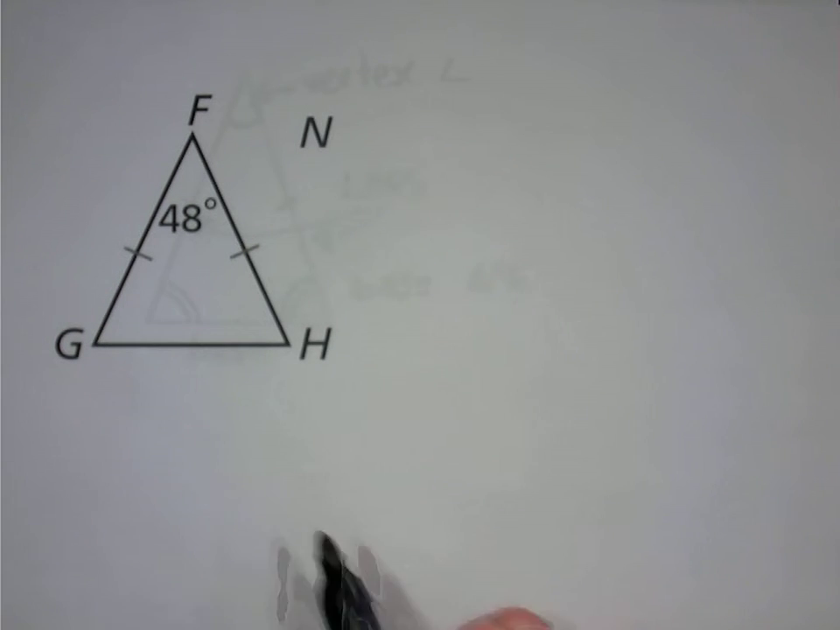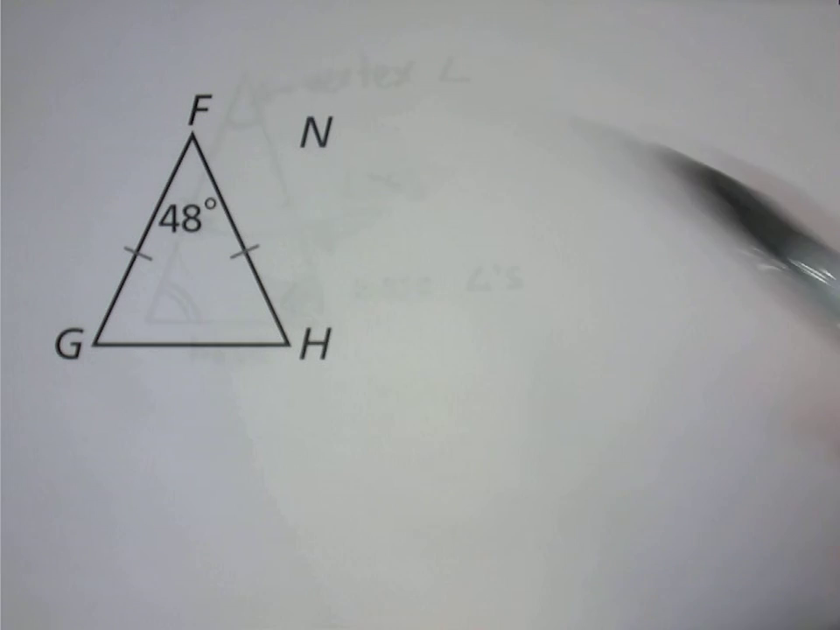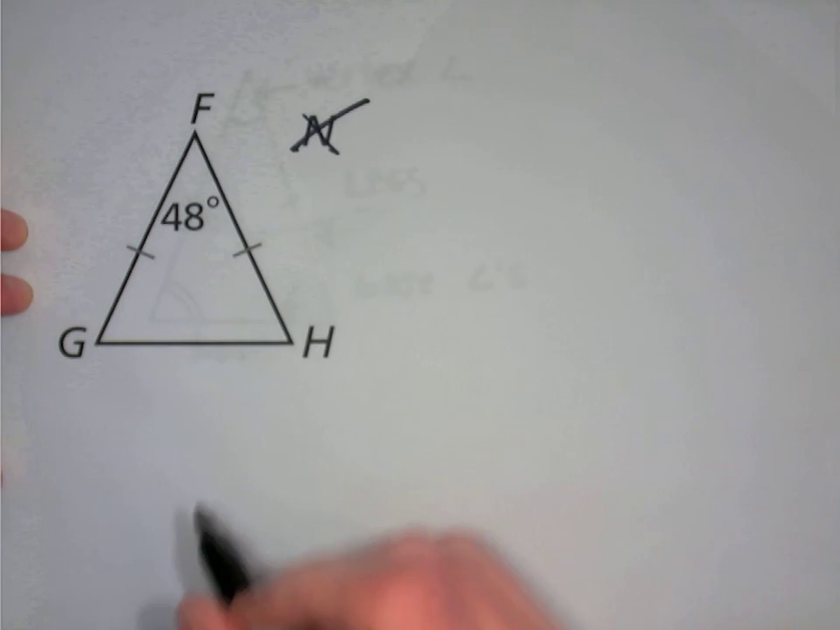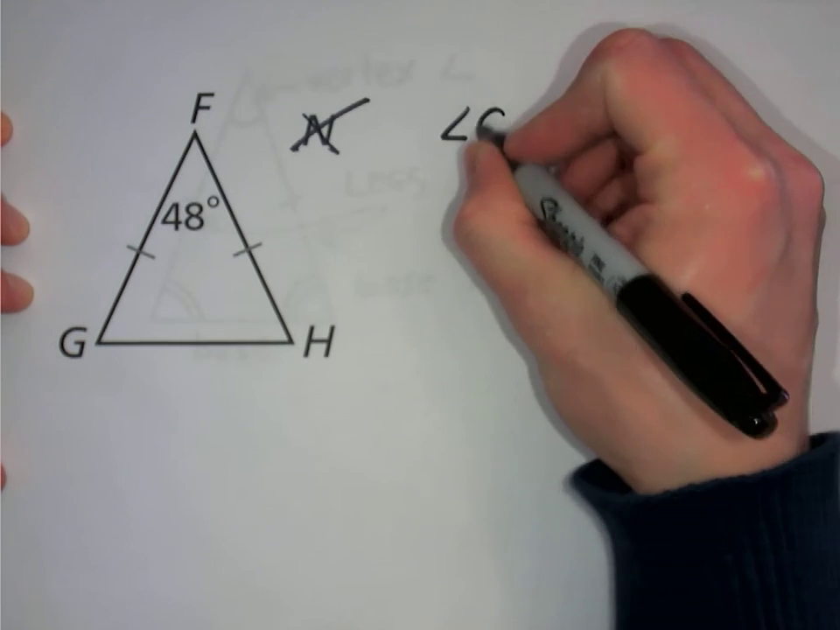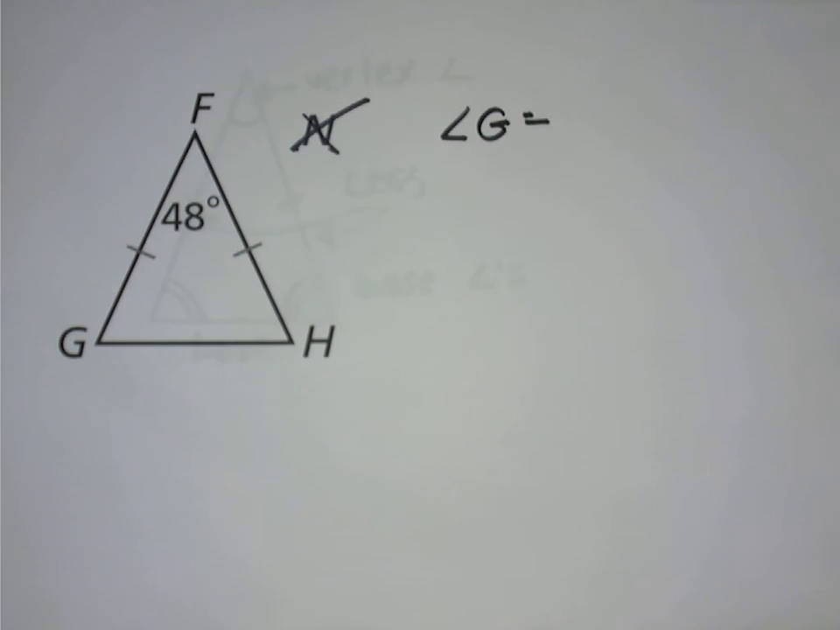You can see right here I have an isosceles triangle. The measure of the vertex angle is 48 degrees, and I'm not sure why that n is right there. We'll just ignore that for the moment. But we're asked to find the measure of angle G. You can see that G is a base angle, and because of that you know that G and H are going to be equal to each other. So how can we find the measure of angle G?